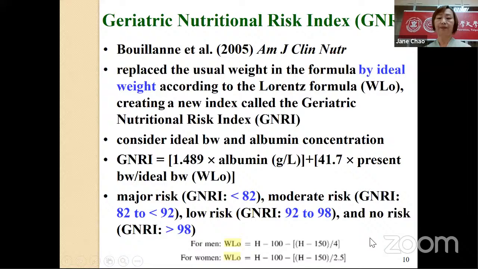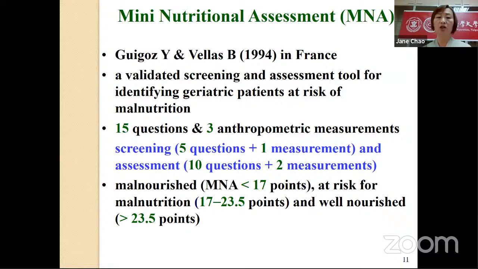Okay. Finally, I will introduce the instrument, the mini nutritional assessment, abbreviated MNA. This questionnaire was developed by these two persons in 1994 in France. It was a validated screening and assessment tool for identifying geriatric patients at risk of malnutrition. So this questionnaire was particularly designed for the elderly. And the purpose of this questionnaire is to verify who is at risk of malnutrition.